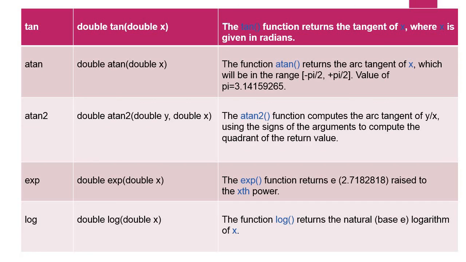Next is atan2, double atan2(double y, double x). The atan2 function computes the arc tangent of y by x, using the signs of the arguments to compute the quadrant of the return value.